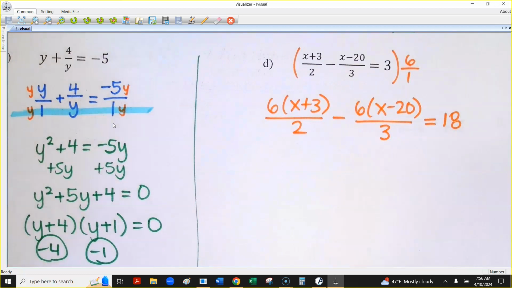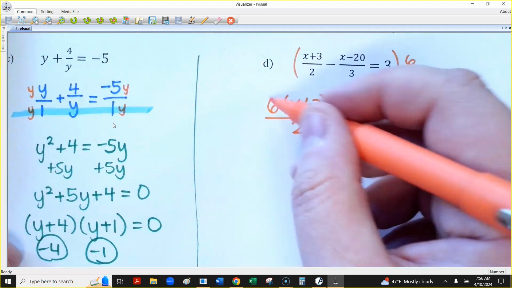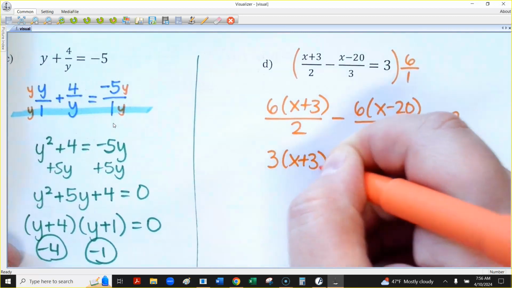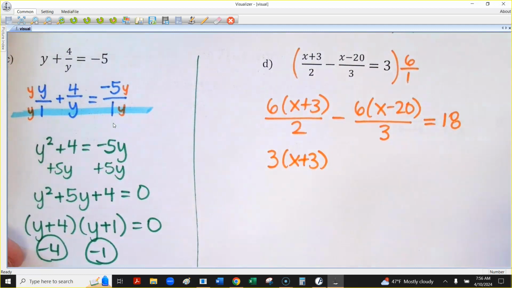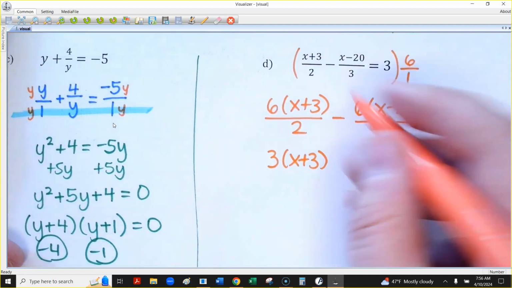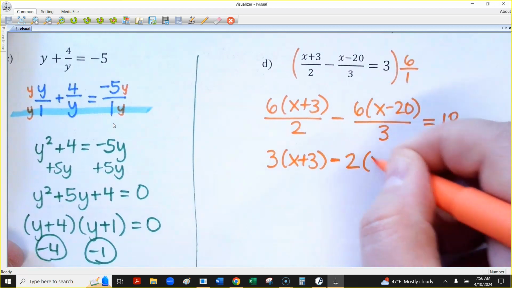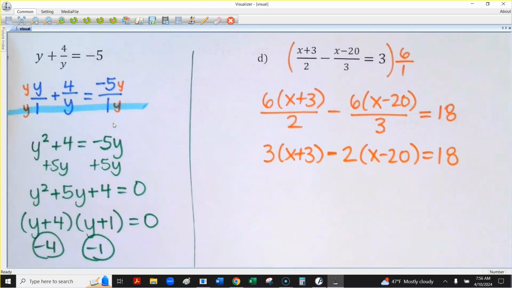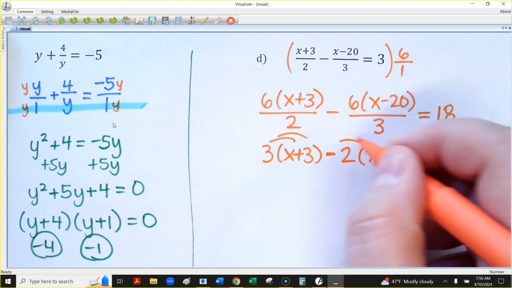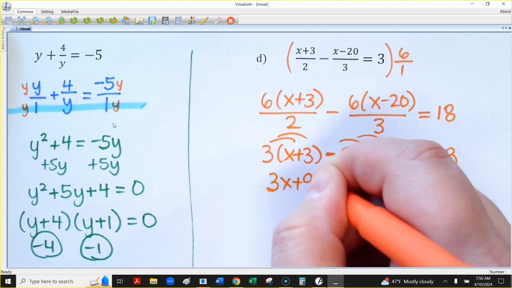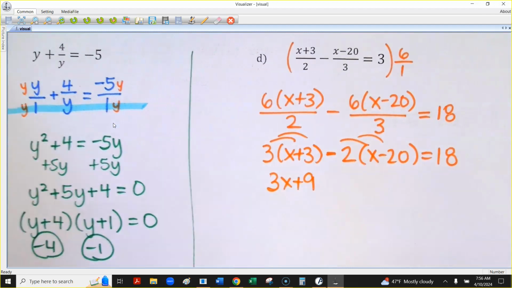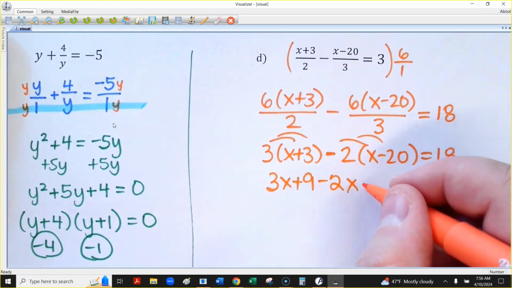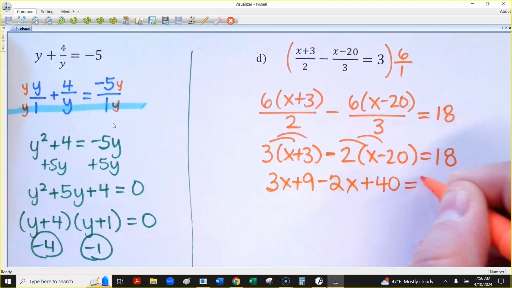Now, what I'm going to do, just using reducing here, like 6 divided by 2, this would be 3. You still have to multiply it by that x plus 3. So I'm going to leave that in parentheses for a second. Here, 6 divided by 3 is 2. It would still be subtraction in between. But that way I just totally eliminated the fraction. And we got to do a little distributive property here, but it's not too bad. So I'm going to get 3x plus 9. Now, in the middle here, since we were subtracting, I would just distribute that like a -2. So this would be -2x. -2 times -20 is going to become positive 40. And we're just going to go from there.